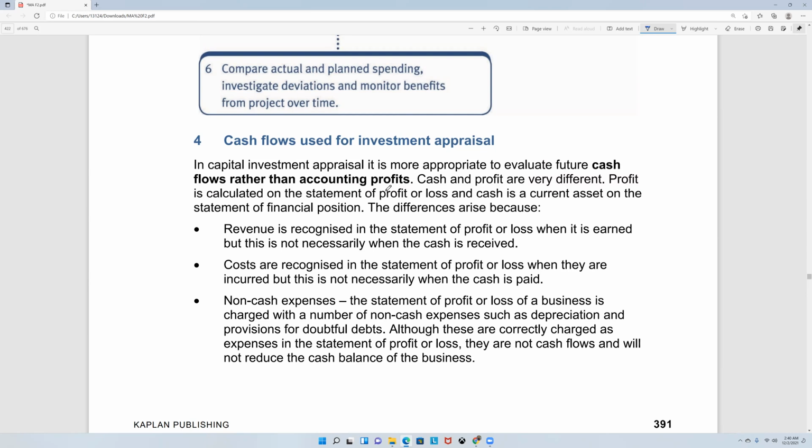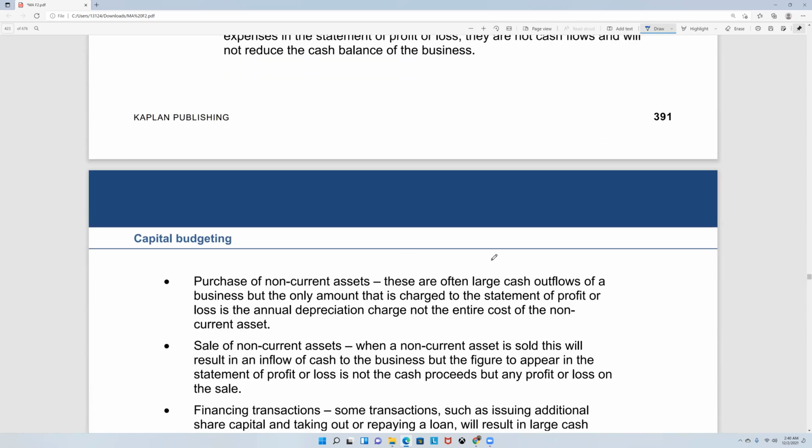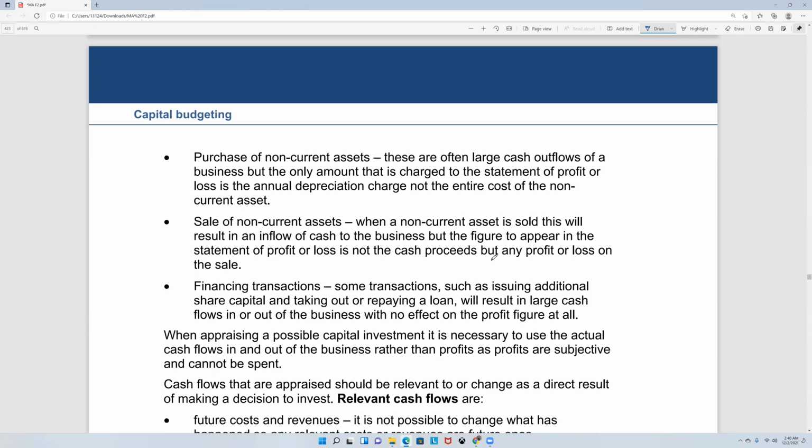Now, understand this. Cash flows are different from accounting. Revenue is recognized in the statement of profit or loss when it is earned, but it is not necessarily when the cash is received. That is with accounting. But here it is related to cash. All cash items would be taken into consideration here, and you would be taking all the relevant cash flows.